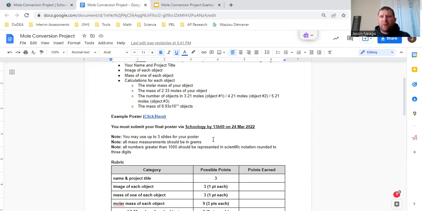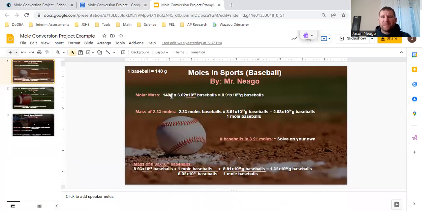All measurements should be in grams. All mass measurements should be in grams, and all numbers greater than 1,000 should be represented in scientific notation, rounded to 3 digits. So notice that when I talk about 3 digits, the number at the beginning, so 6.02, 8.91, 1.32, that's what I'm talking about. So you should have 3 digits before the times 10 value.